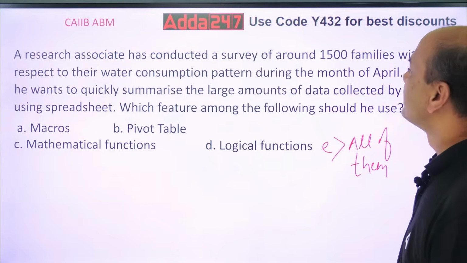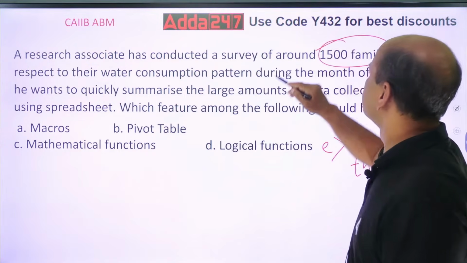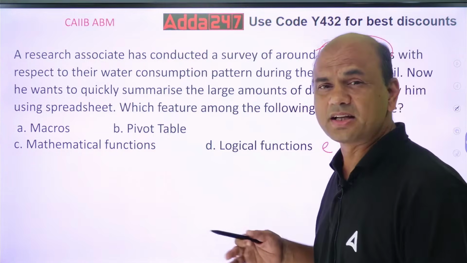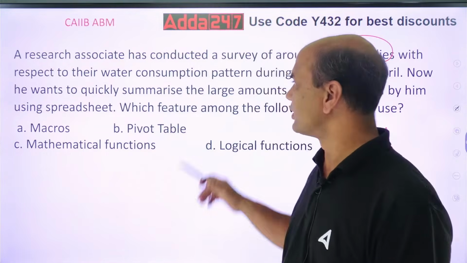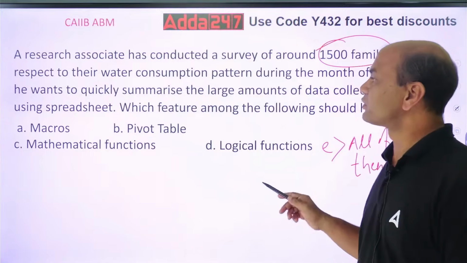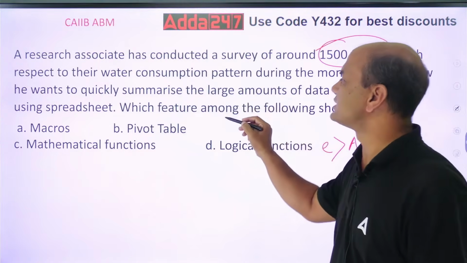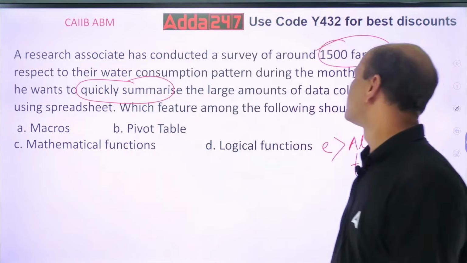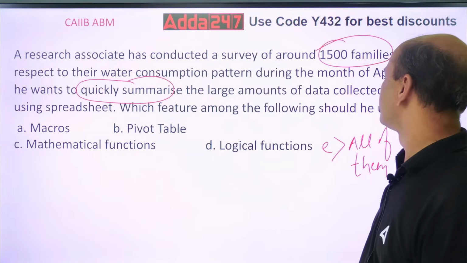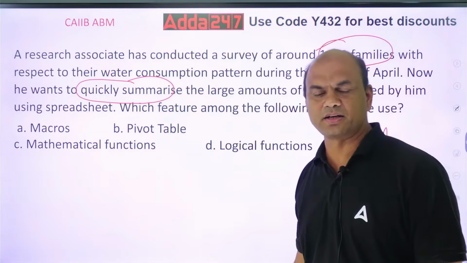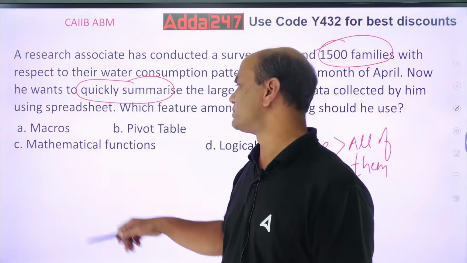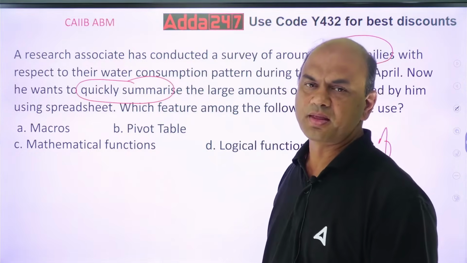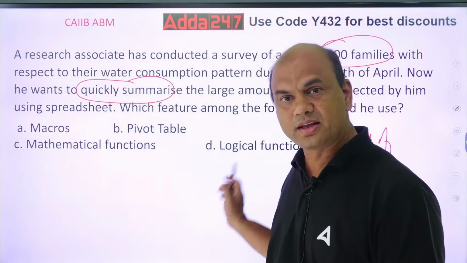Check this. He has conducted a survey of 1500 families. So he'll have a large data now. 1500 is a big number. Analyzing that large data is a very difficult task. So he wants to quickly summarize the large amounts. So which feature among the following should he use? Macros, pivot table, mathematical functions or logical functions. In fact, E is the answer, all of them.